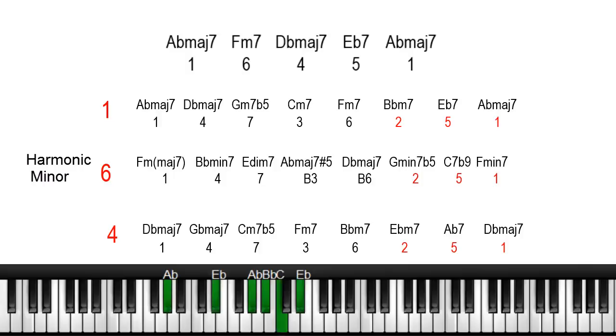So we start with a 1 as the A flat, and then we go to the 6, to the 4, to the 5, 1. Okay, now we're going to add the changes.